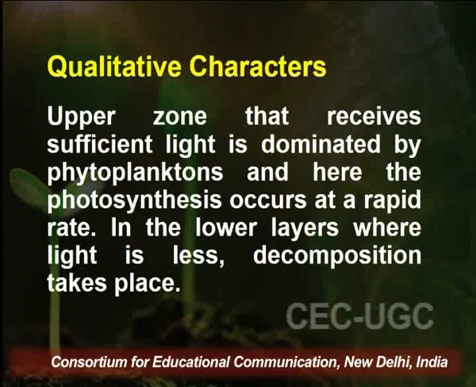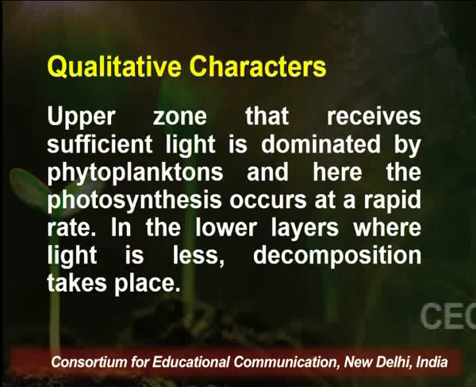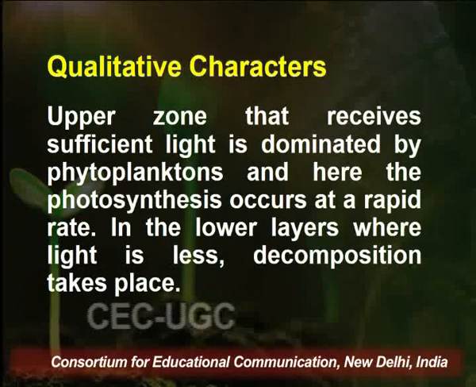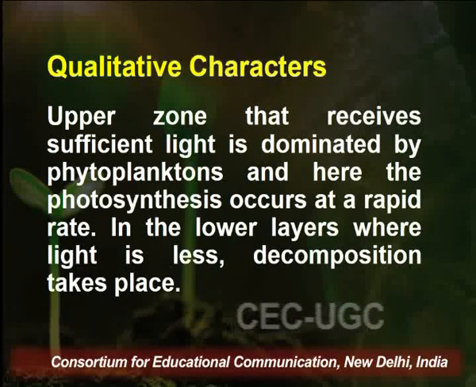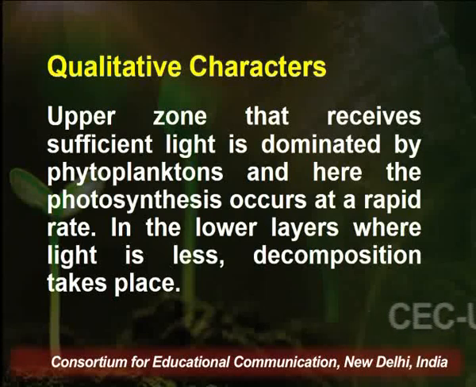The upper zone that receives sufficient light is dominated by phytoplankton, and here the photosynthesis occurs at a very rapid rate, whereas in the lower layers the light is less, so decomposition takes place. The stratification has a profound influence in supporting animal life. It influences the diversity of animals present in a community.